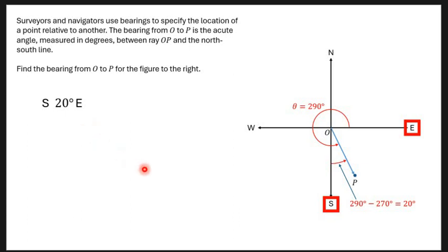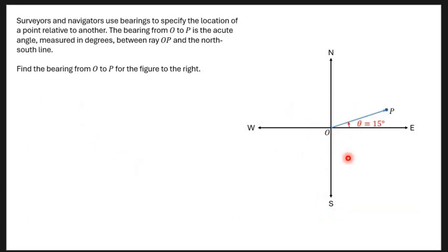All right, one last example. Here I have an angle in the first quadrant, 15 degrees. And first I'm going to identify the cardinal directions that I'm going to be using. Since I'm in the first quadrant, I'll be using north from the north-south line and east from the east-west line. So I have north and east. And now all I need is the acute angle measured from the terminal side of the angle to the north-south line, which is this angle here.